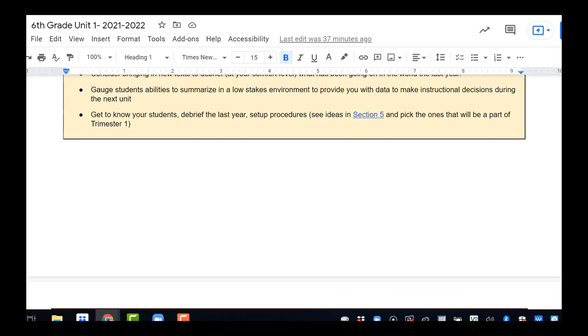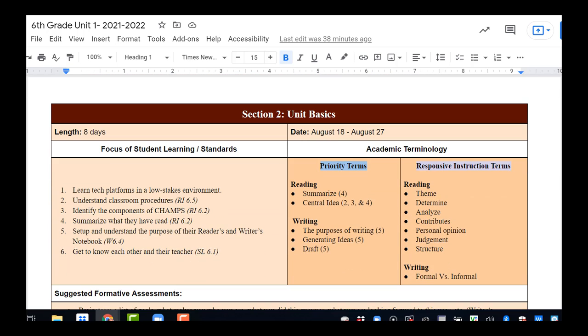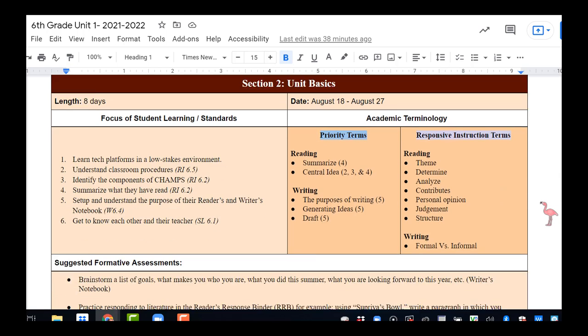The next section that we're going to come to is the unit basics. Important things to pay attention to here is the length of your unit and the dates that it runs through. You have your focus of student learning, and then next your priority terms. Remember, these are the terms that students should understand by the end of the unit. And then you may scaffold with responsive instruction terms for your students for reading and writing.